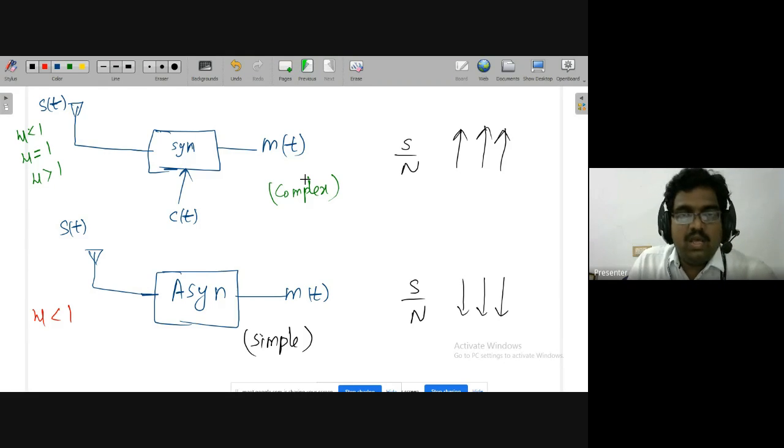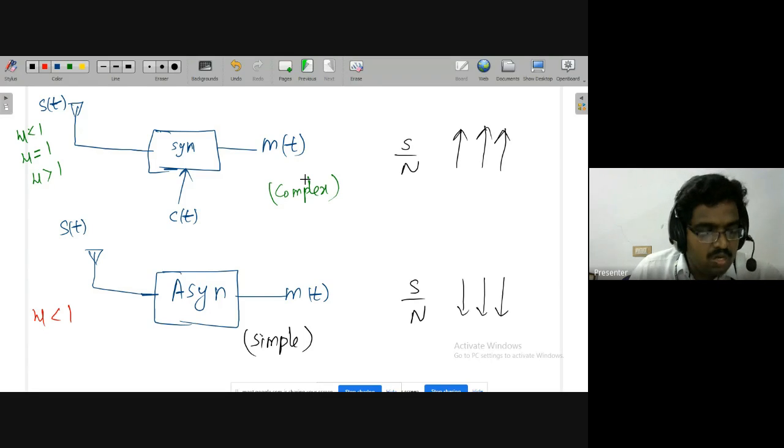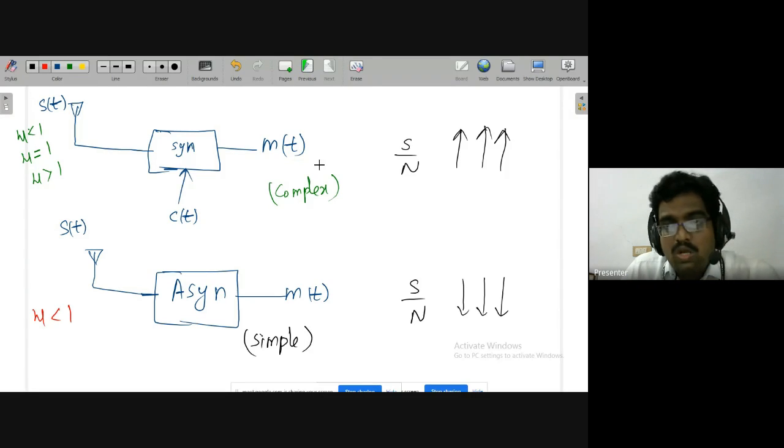Next, we'll see the AM detector demodulator. The basic, there are two demodulators. One is synchronous and another one is asynchronous. First, we will see the asynchronous demodulator.